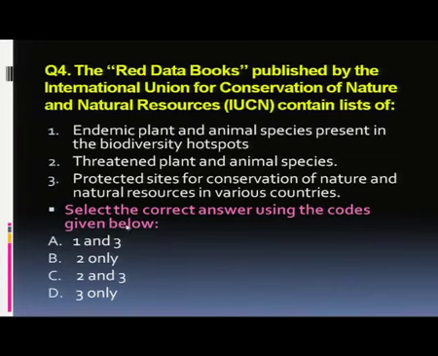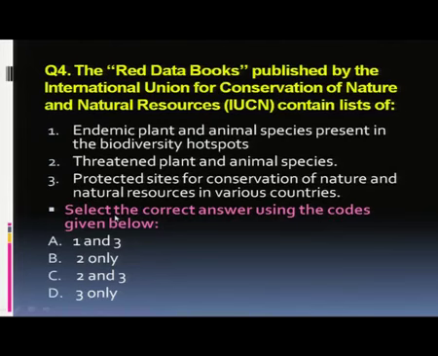But here in the question, select the correct answer using the codes given below: 1 and 3, 2 only, 2 and 3, 3 only. So, in such questions you need to understand the question properly, you need to read the question properly, what actually the question is asking. At times it happens that we know the answer, but because we are not understanding the question properly, we end up giving wrong answers. So, it is better to read the question properly. But in these options we know that IUCN only enlists the threatened plants and animal species. So, the correct option is B, 2 only.